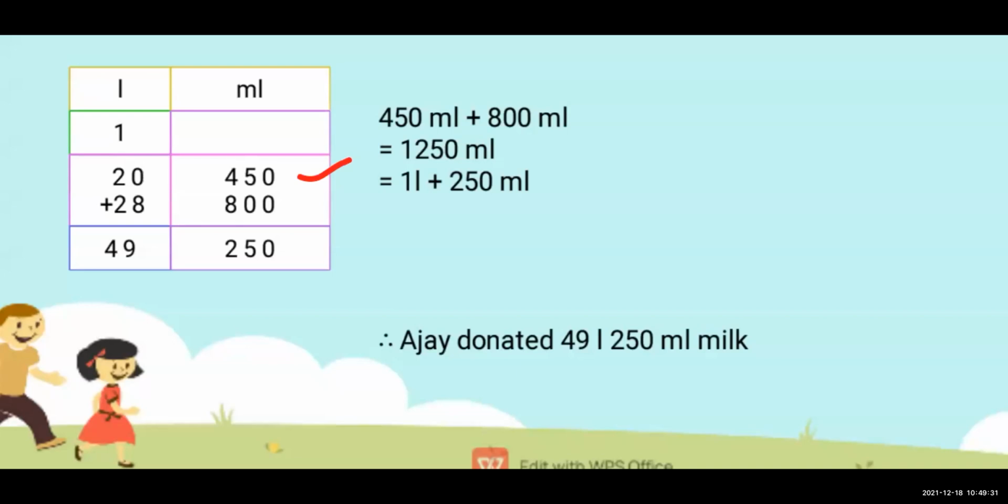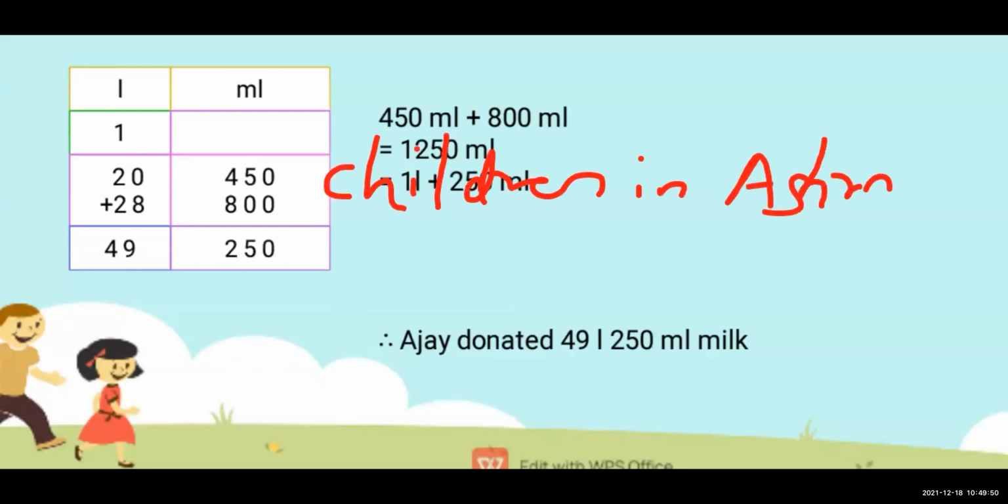Yes, yeah. He was given this liter of milk to the children in ashram shala. So we have to write it down. Statement है तो हमको यहाँ पे statement लिखना है. Children in ashram shala. Clear? So we have to write statement in front of 20 liter 450. What was? That was the children in ashram shala.